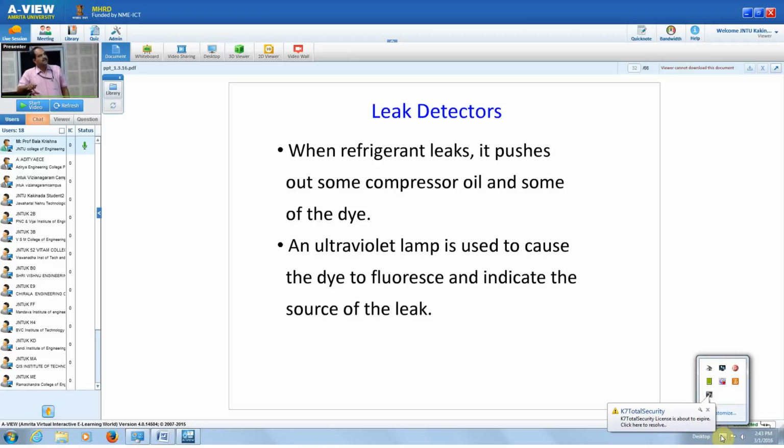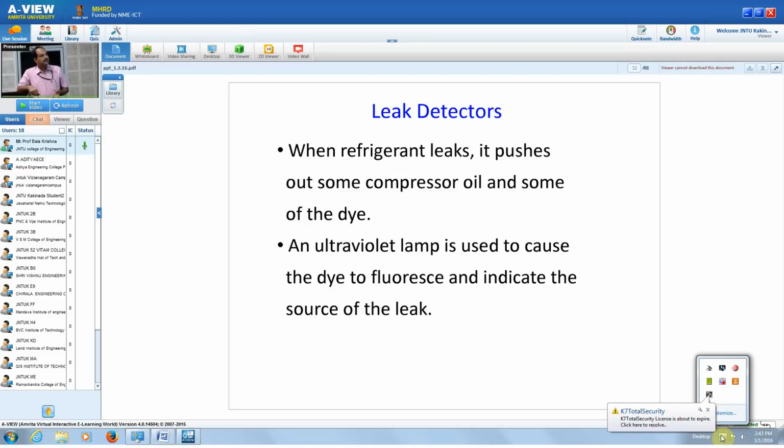When the refrigerant leaks, it pushes out some compressor oil and some of the dye. Through any leakage, maybe a small damage hole or something, it will come out. Next, an ultraviolet lamp is used to cause the dye to fluoresce and indicate the source of the leak.